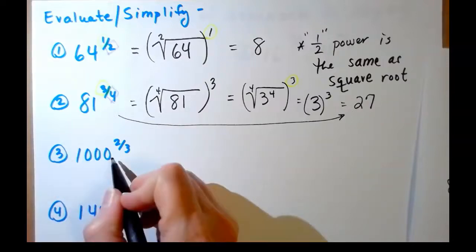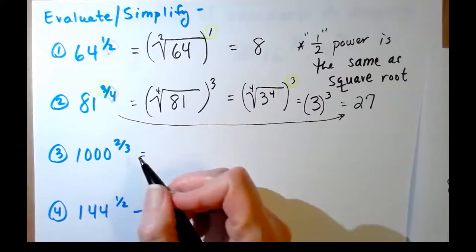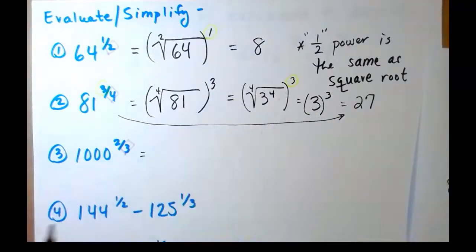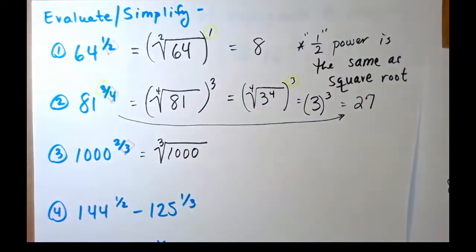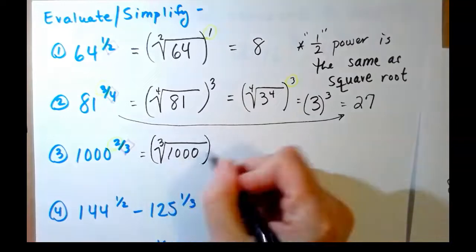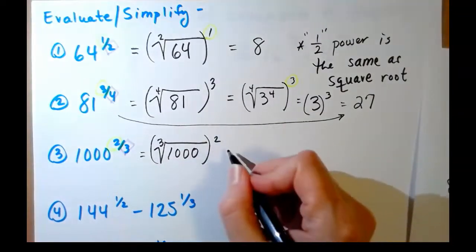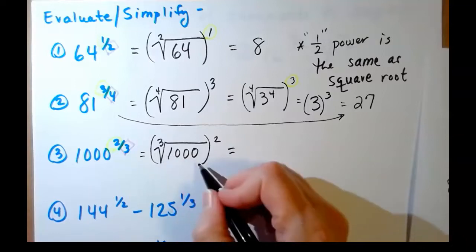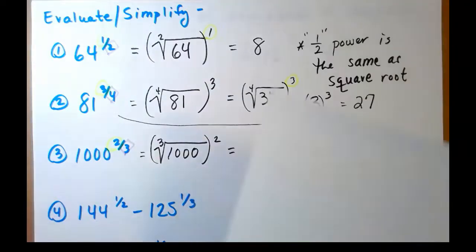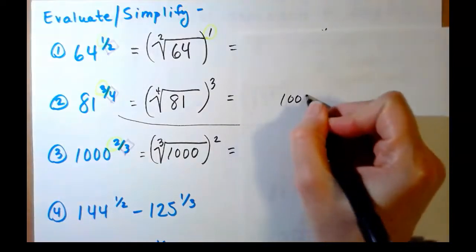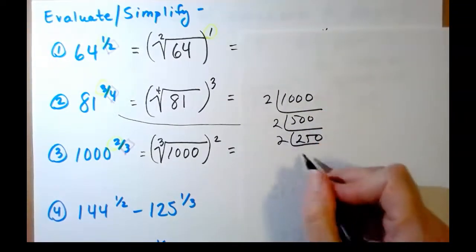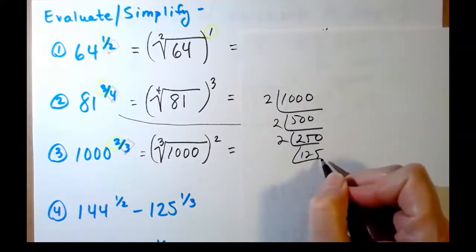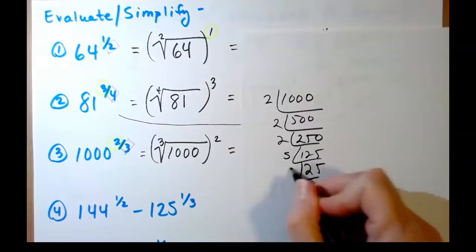Let's do it again with 1,000 to the 2/3. Let's rewrite it as a radical. The denominator of the fractional exponent is the index of our radical, and the numerator of the fractional exponent is going to be the power outside of the radical. We have talked a bit in class about powers of 10, which is what 1,000 is. And 1,000 has 3 zeros, and if we were to make a factor ladder for 1,000, if we started with 2's, it would go to 500, it would go to 250, 125. 125 is no longer divisible by 2, but it's divisible by 5, and by 5, and by 5.